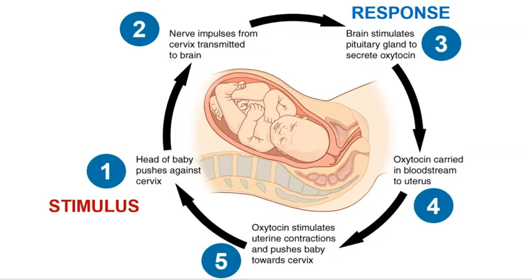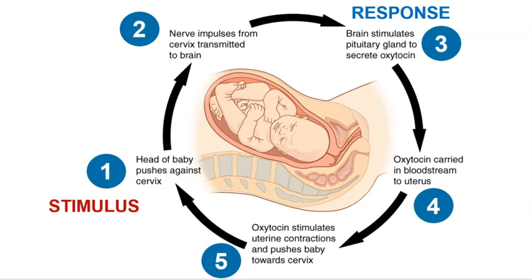So childbirth is another example of a positive feedback mechanism or a positive feedback cycle. Toward the end of pregnancy, the baby's head is going to push on a region of the uterus called the cervix. And the cervix is extremely sensitive to these stimuli, and that information is then passed to the brain. So here the brain is going to stimulate a gland called the pituitary gland, which is a small but very important endocrine gland that's located at the base of the brain. And that pituitary gland is going to release a hormone called oxytocin into the bloodstream.